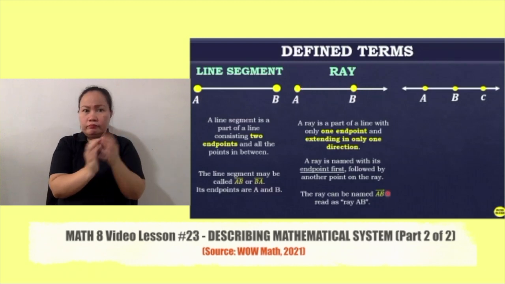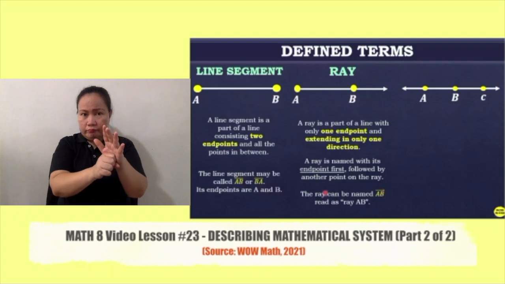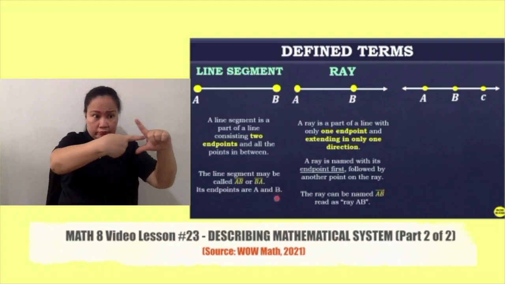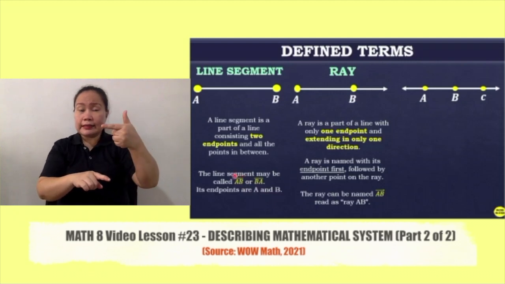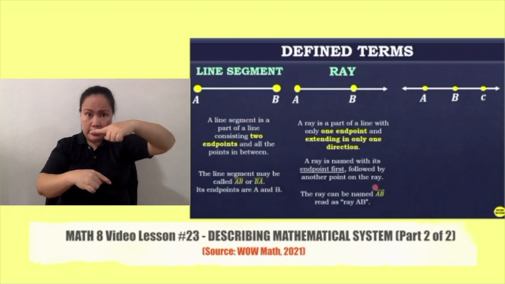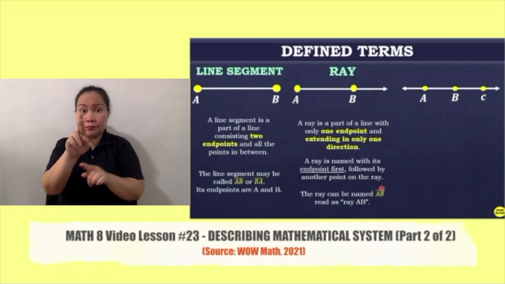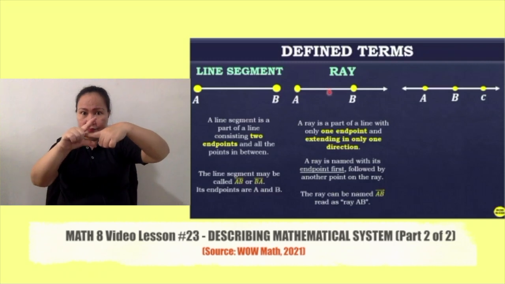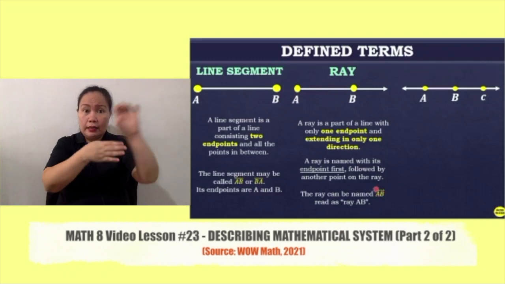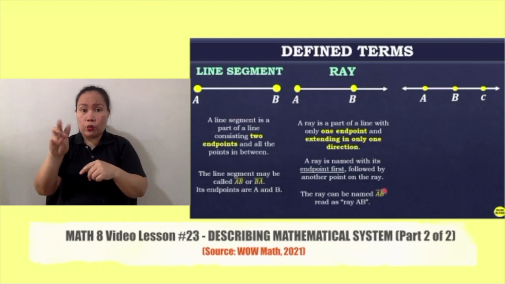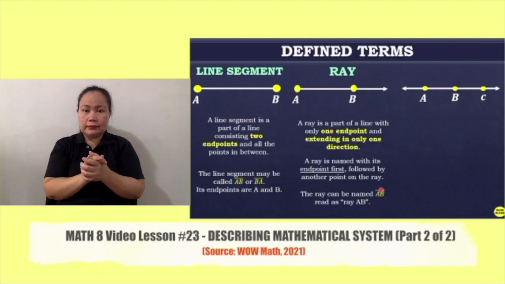Now, tingnan nyo po ang symbol na ginamit natin. Sa line, may 2 arrowheads. Sa segment, parehong endpoint, wala kang makikitang arrow sa symbol natin. Pagdating sa ray, ang symbol niya, isang endpoint, isang arrow. Kung ano po yung figure mismo. Okay, so yan po ang ginagamit nating symbol kapag ray, isang endpoint, isang arrow. Okay, so this is the symbol we use for ray. So this figure is ray AB.